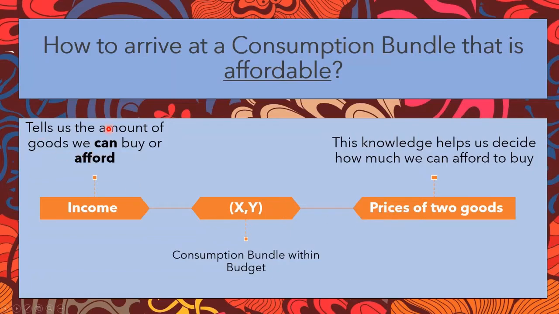Income tells us the amount of goods we can buy or afford. It gives us an indication how much is possible or attainable for us given our budget or income. On the other hand, prices of the two goods is another factor we need to keep into account. This knowledge helps us to decide how much we can afford to buy. So, keeping in mind prices and income or budget, we need to determine whether our consumption bundle is affordable or not.